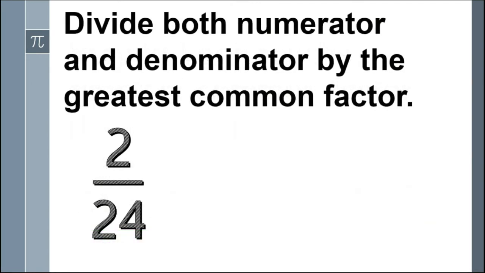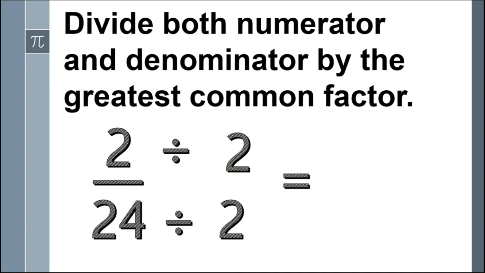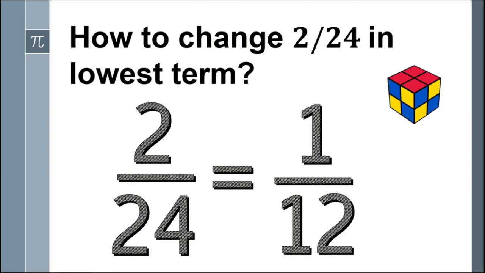Then, divide both numerator and denominator by the greatest common factor. Diba? Ito ang greatest common factor. So, yung 2, divide nyo ng 2. Yung 24, divide nyo rin ng 2. So, 2 divided by 2 is equal to 1. And 24 divided by 2 is equal to 12. So, paano na naging lowest term ng 2/24? 1/12.